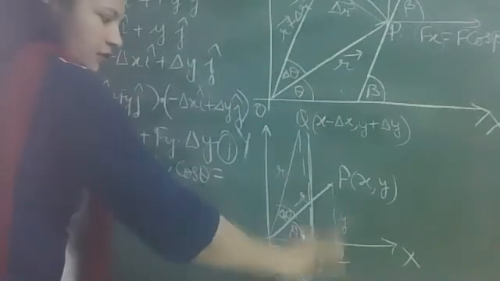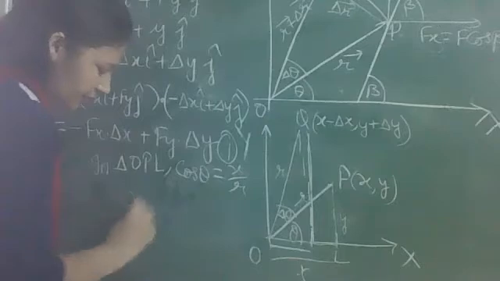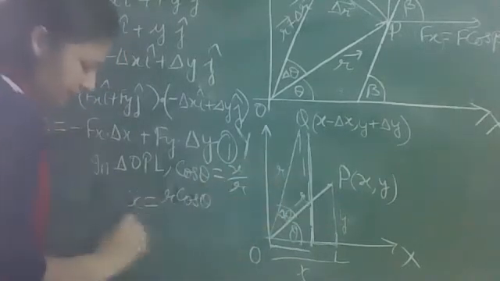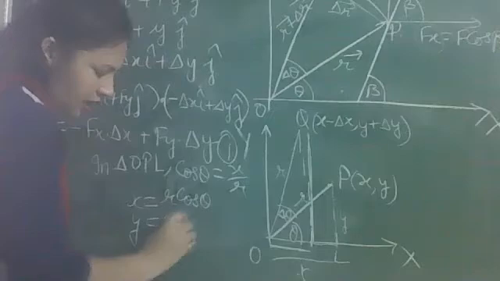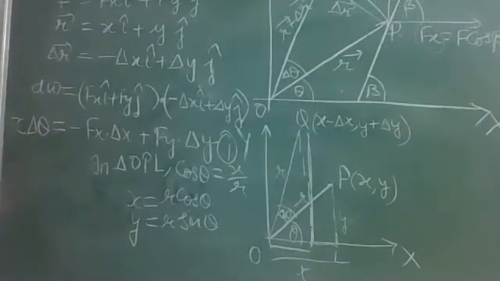Base, that is x, over hypotenuse, that is r, x upon r. So from here we have x is r cos theta. Similarly, we can get y is equal to r sin theta. So from this small triangle, we got these two important values of x and y.